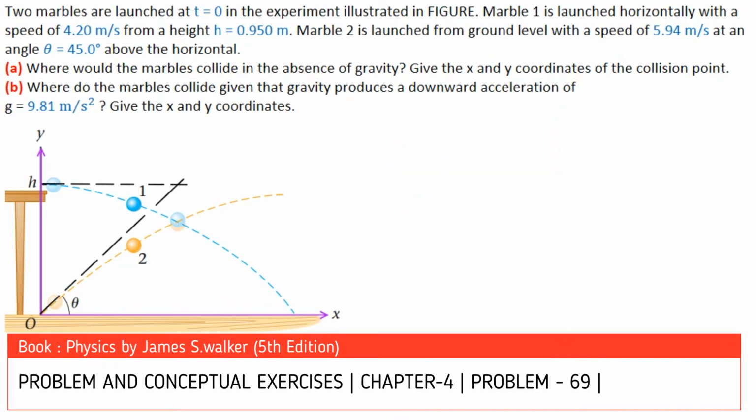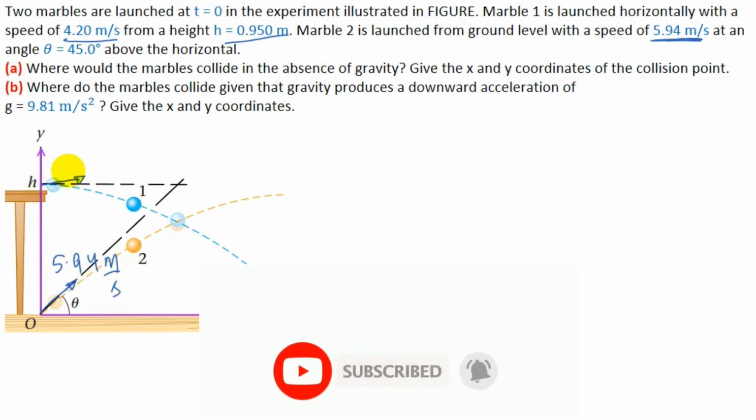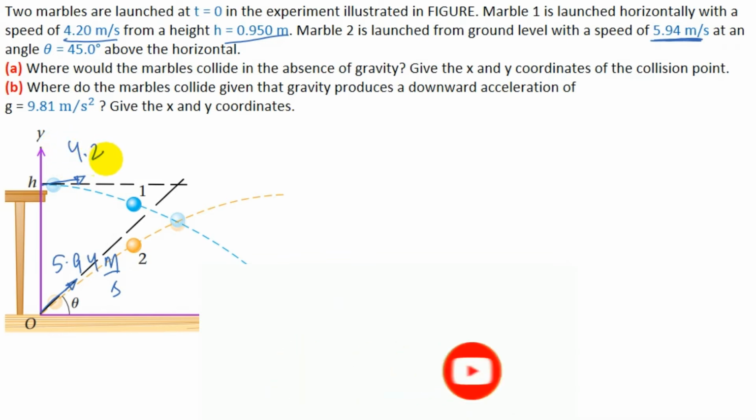Now in this question we are given that in an experiment 2 marbles are launched at the same time. Marble 1 is launched horizontally with a speed of 4.20 meter per second from a height of 0.950 meter. Now marble 2 is launched from the ground level with a speed of 5.94 meter per second. So this is the speed for marble 2, which is 5.94 meter per second, and for marble 1 it is thrown horizontally with a speed of 4.20 meter per second.